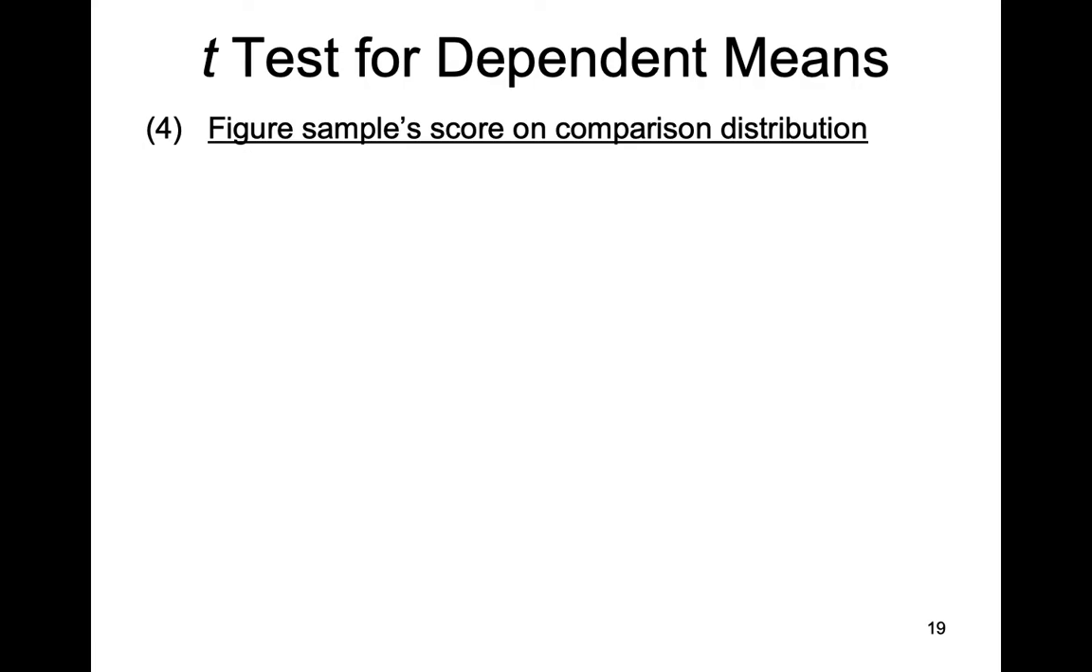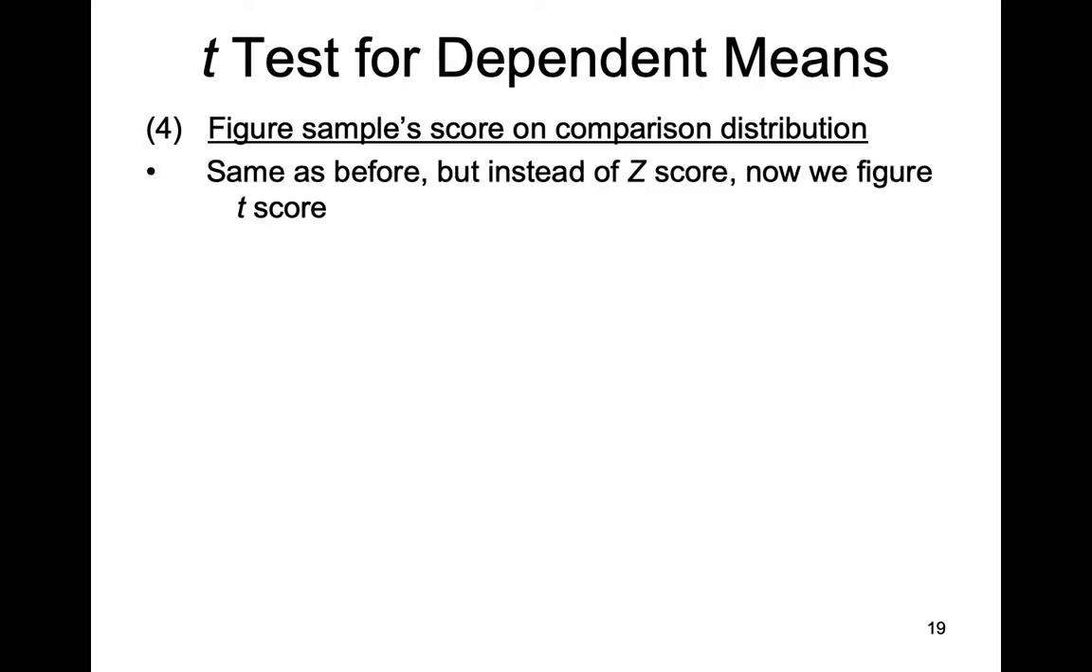Step 4 is to figure out our sample score on the comparison distribution. Same as before, but now, instead of a z-score, we're going to do a t-score. So -5 was our sample mean. We're going to subtract 0, which was the population mean under the null hypothesis, and then divide by the standard error that we calculated. That simplifies to t is -5 over 2.04, which gives us a t of -2.45.